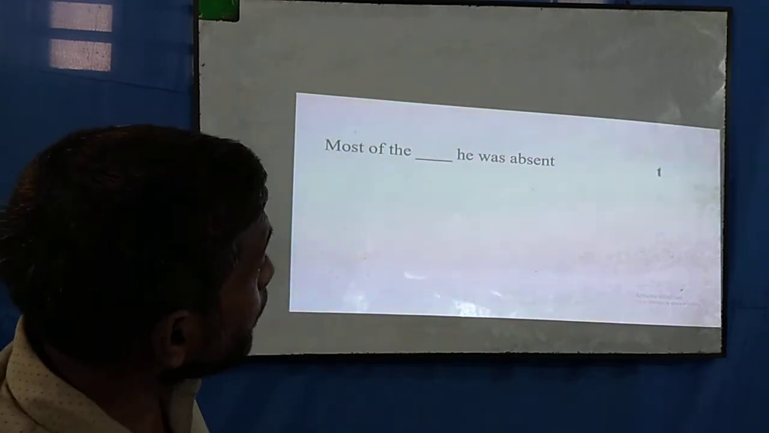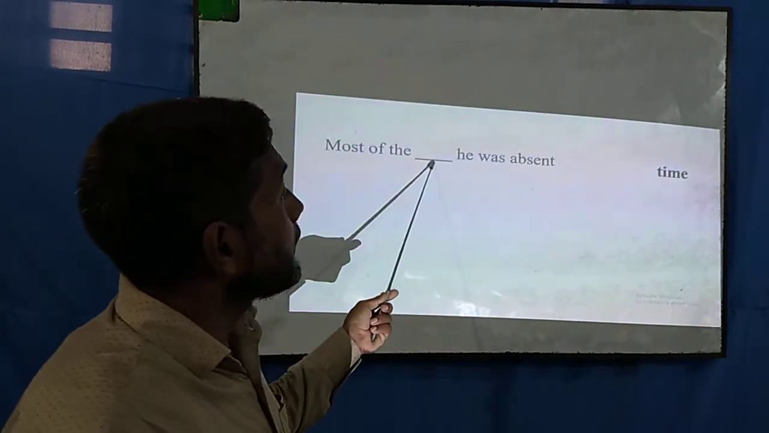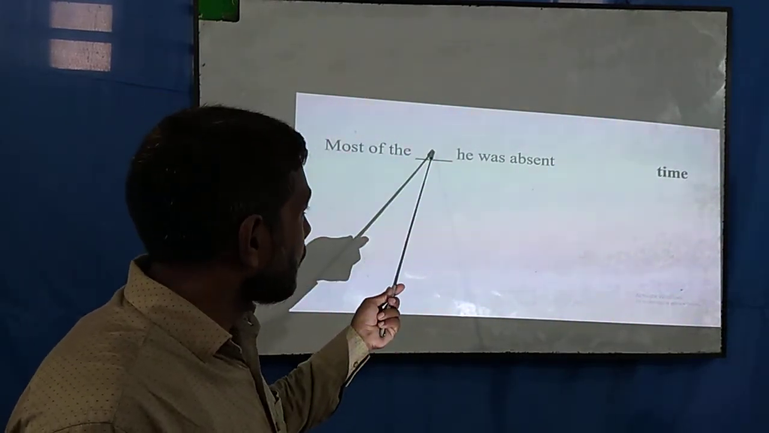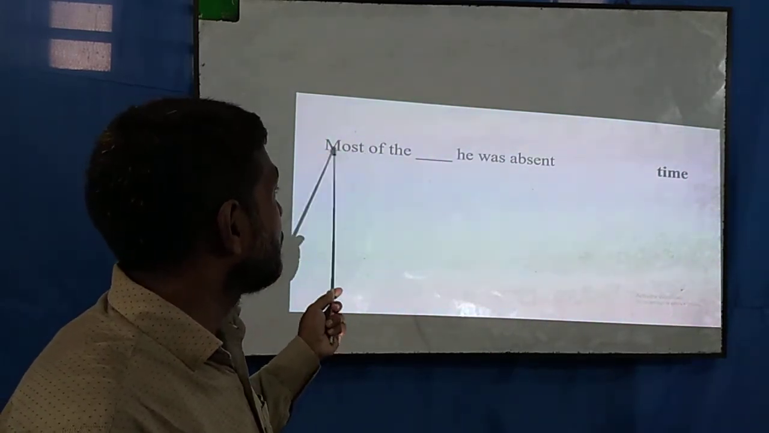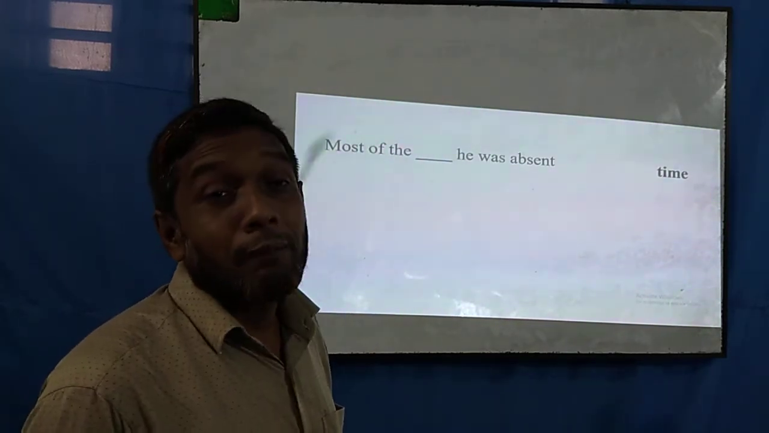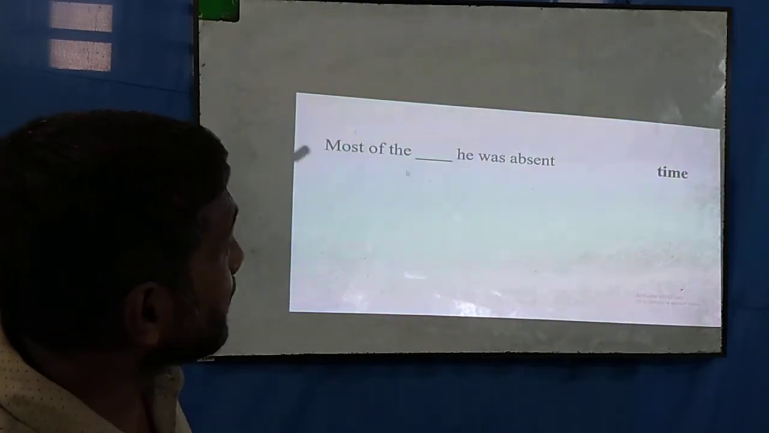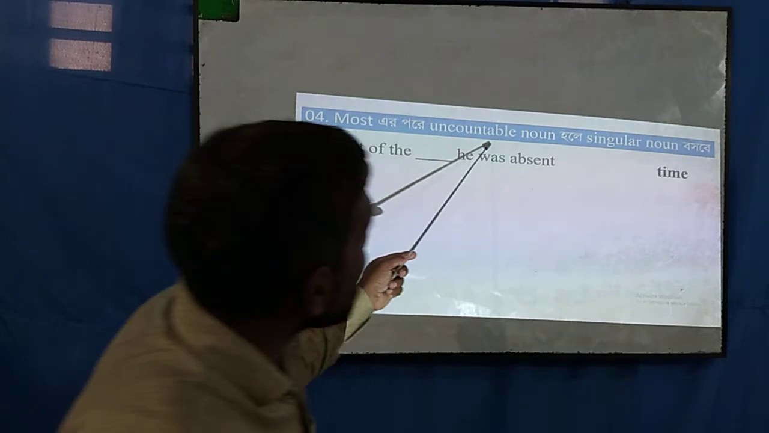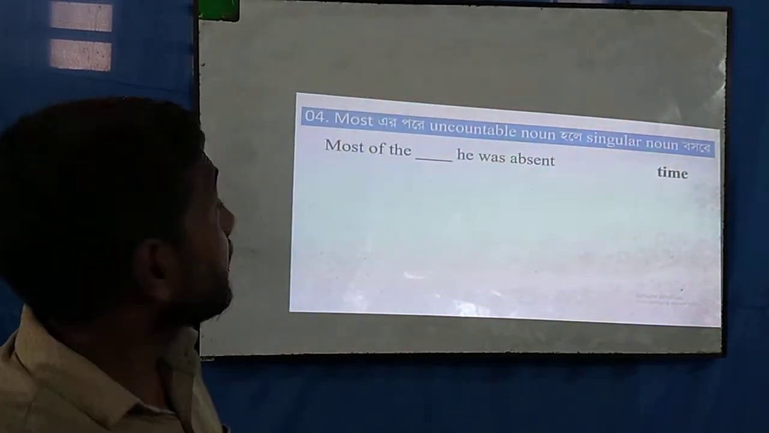So if you look at that, this is an uncountable noun, so the noun is in singular form. But if I try to use a countable noun here, the noun should be plural, because in the previous rules you saw most of, many of, one of, after that the noun should be plural. But you know an uncountable noun cannot be plural, it can only be singular form. So this is another rule. Most of এর পরে uncountable noun হলে singular noun বসবে. So this is rule number 4.